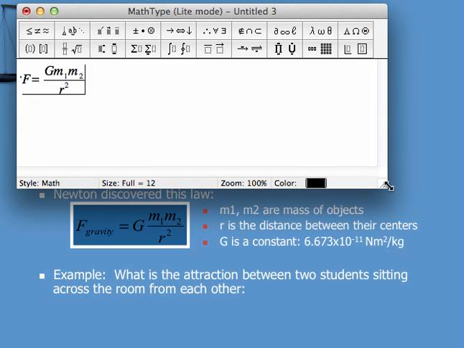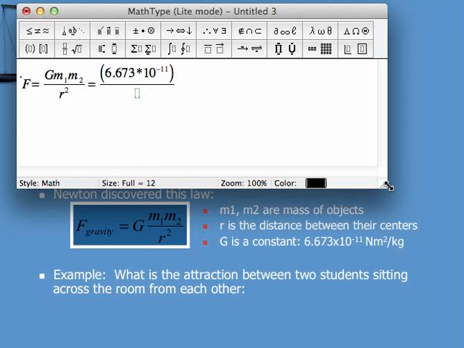Let's do this. So here's our formula. Force of gravity is equal to G times the masses of you and that special someone, and you divide that by the distance between you guys squared. So let's throw in some numbers. G is 6.67. That's typically enough, but you could throw the 3 in there too. Times 10 to the negative 11th.